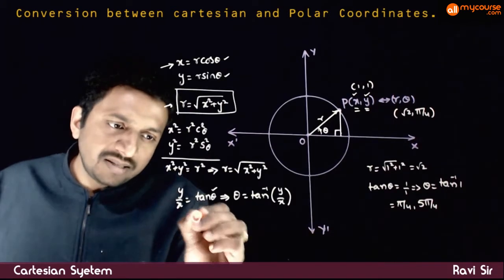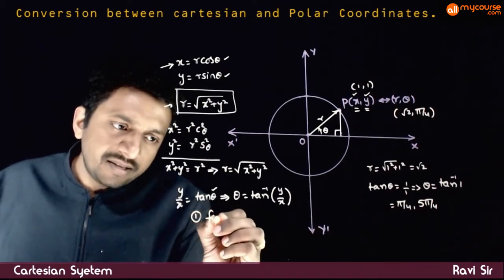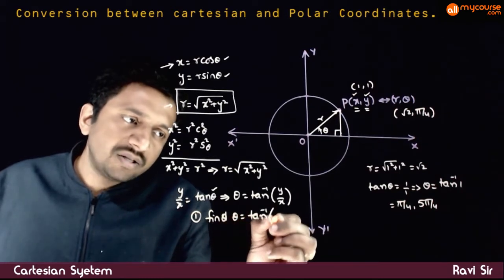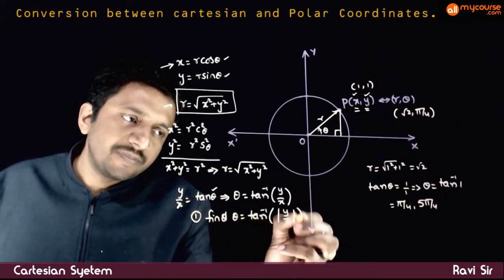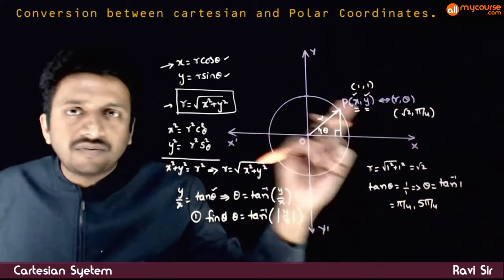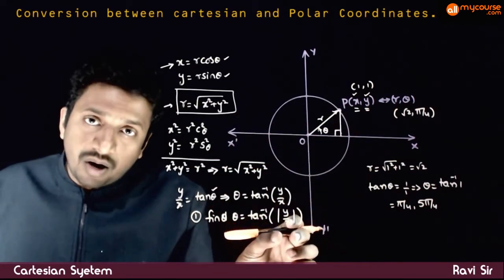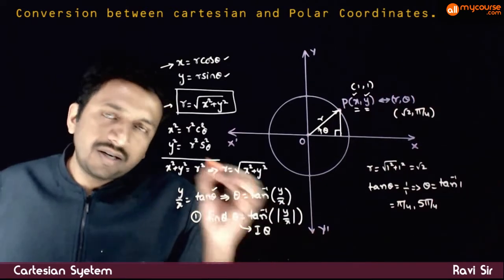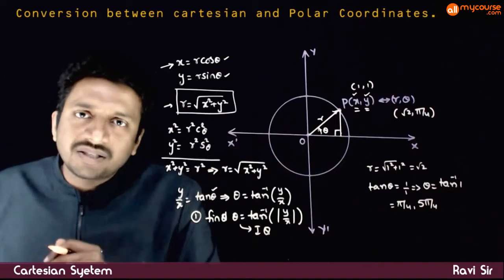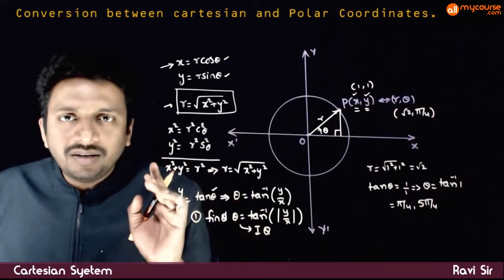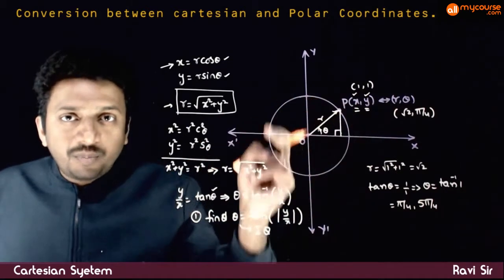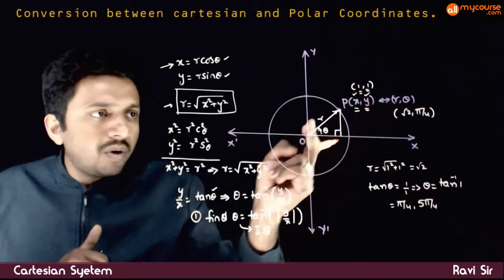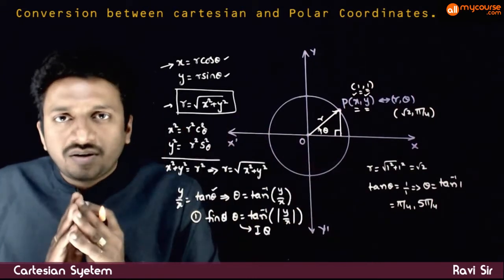First step is find theta is equal to tan inverse of modulus of y by x. It is irrespective of what the signs of x and y are. Take mod y by x and find tan inverse and find a theta in the first quadrant. Now according to the quadrant of the point, depending on the signs of x and y, you know the quadrant. So depending on the quadrant, you find the allied position in the corresponding quadrant.